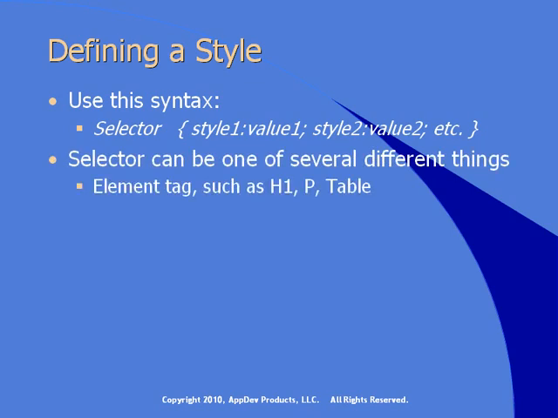It can be a tag, such as H1, P, or table, and then this style applies to every element of that type. Every H1, every P, every table. You can also supply multiple elements to apply the style to all of them. That is, the selector could be H1, P, table, and it would then apply to all those elements.